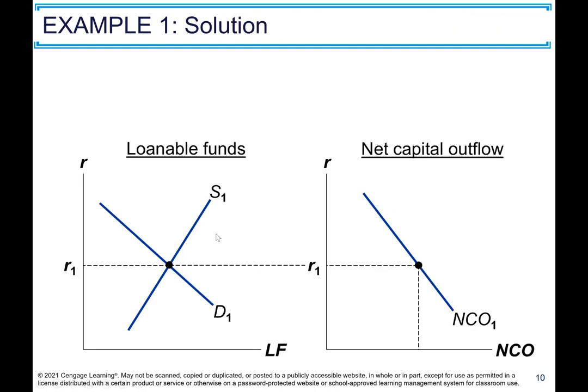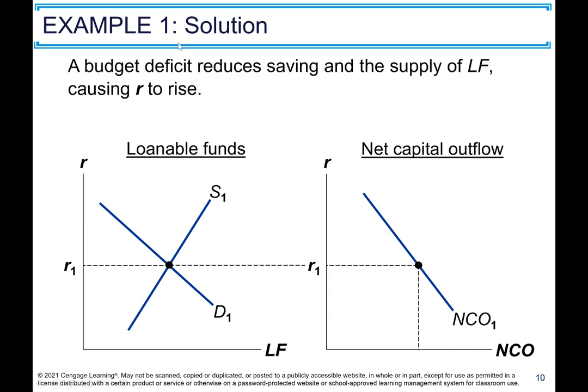Solution: here we have two graphs side by side, the loanable funds market and net capital outflow. The interest rate balances demand and supply. A budget deficit reduces savings and the supply of loanable funds, causing a rise in interest rates. And that is what you see as a left shift of S1 to S2, and the interest rate goes from R1 to R2.